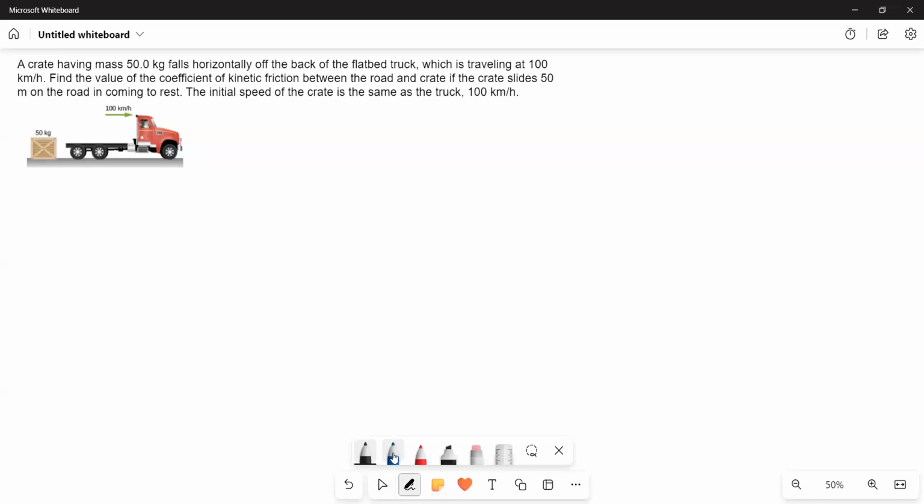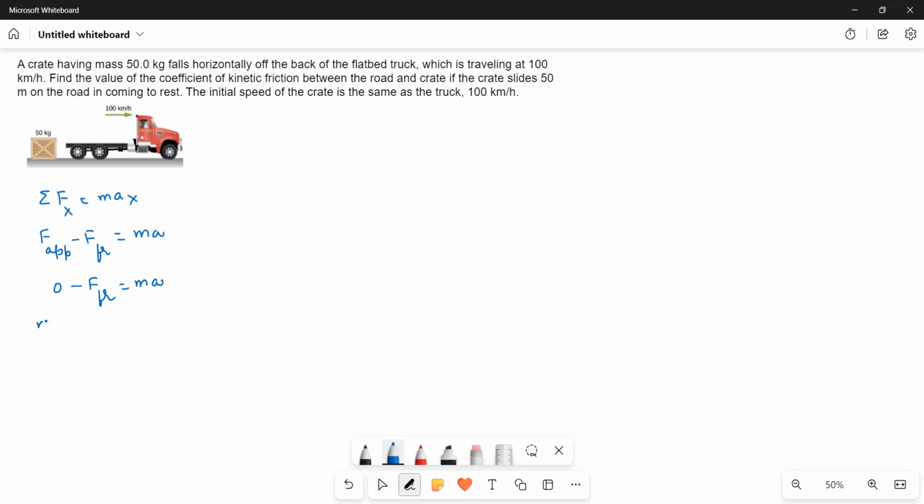Okay, now we will try to write the equation. What he is asking us to find out is the coefficient of kinetic friction. So first we will write the force equation. So Fx is equal to max. Here this is F applied minus F friction is equal to ma. Here the applied force is equal to 0. Therefore, minus F friction is equal to ma. So we have to find out friction.